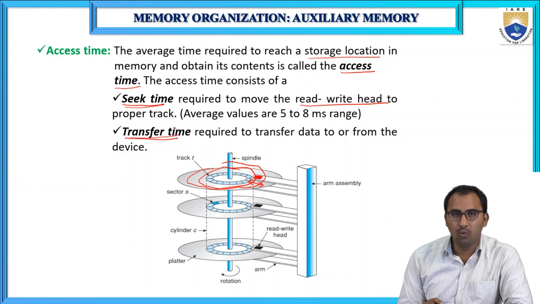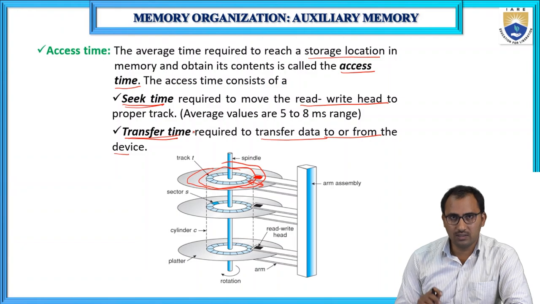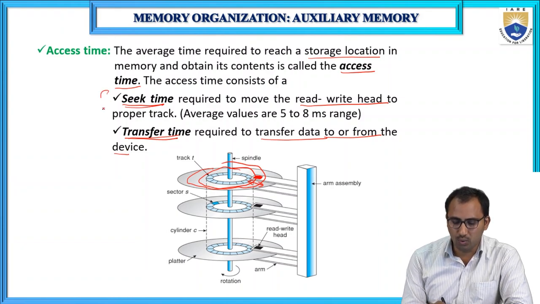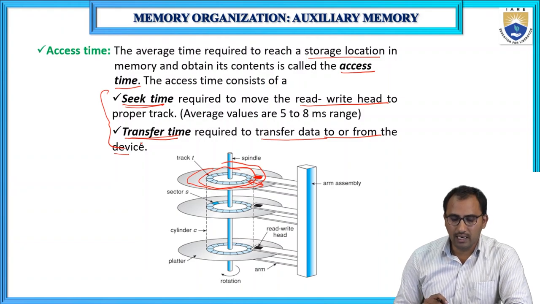And transfer time. Once the read or write head reaches the particular track, some time is required to transfer the data to or from the device. That is called transfer time. Once the head is placed on the particular track, it starts transferring the data. By combining seek time and transfer time, we get the access time.